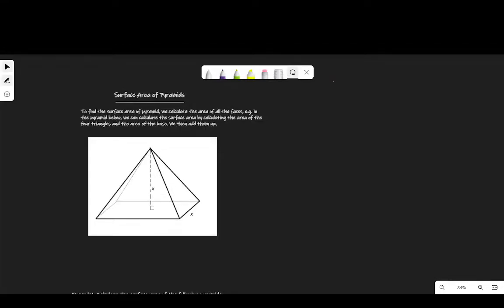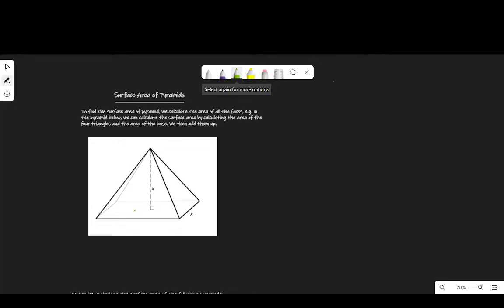Hello, in this lesson we'll be looking at surface area of pyramids. To start with, what is a pyramid? A pyramid is a shape, a 3D shape basically, like this one that I have on the board here. And to find the surface area of a shape like this, we calculate the surface area of each of the faces and then add up everything together.